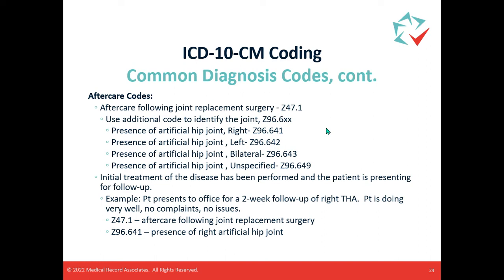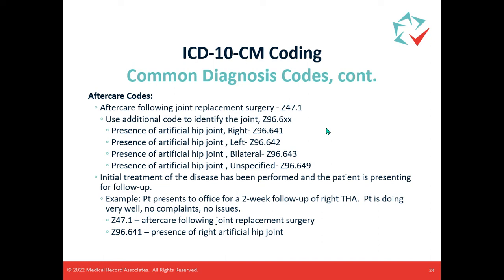Aftercare following a joint replacement surgery is coded to Z47.1. And don't forget to use a secondary code to identify the joint that was replaced, for example, hip joints. Aftercare codes are appropriate when the patient presents for follow-up after the initial surgery has been completed. And this would be the patient presenting in the absence of any symptoms or complications from the surgery.